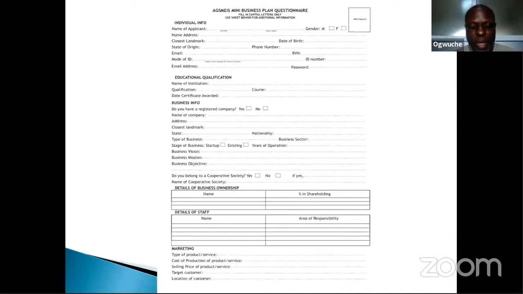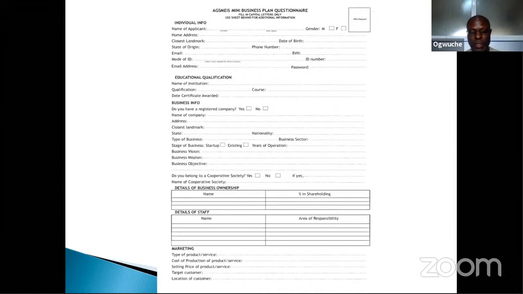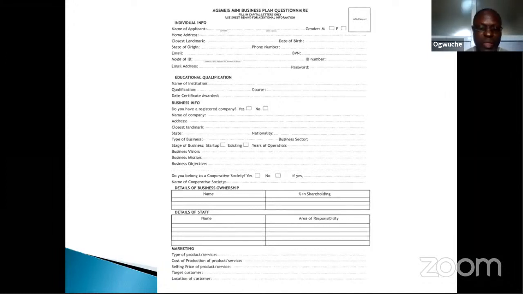So selling price, target audience, what's the target market for you? If you're in FCT, of course, the whole of FCT, there are about 8 to 10 million people in FCT, and that will be a target market. Where's the location? You're in FCT, maybe you're located in Bwari, Gwagwalada, Karu, or city center. You will indicate where your location is, okay?